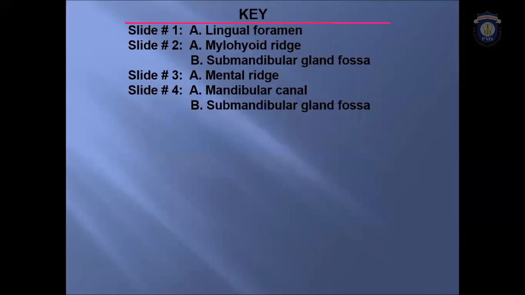And this is the key. The first slide showed the lingual foramen. The second slide shows the mylohyoid ridge as well as the submandibular gland fossa. The third slide, the mental ridge. The fourth slide, the mandibular canal along with the submandibular gland fossa.